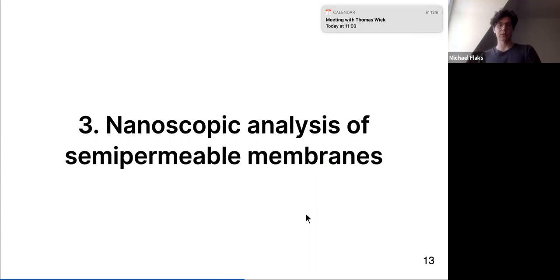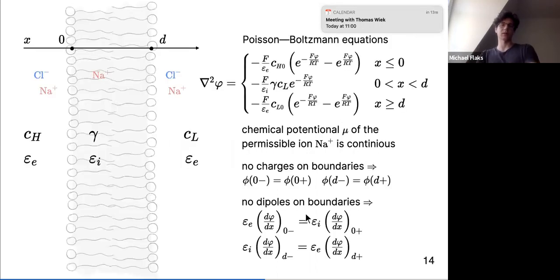To answer this question, we considered the equilibrium state where there is a membrane that separates two solutions. The two solutions are of a binary electrolyte that consists of the anion chlorine minus and sodium plus. This membrane is special in the sense that it allows only the cation to pass through it, in this case sodium. It has a defined thickness D and a dielectric constant epsilon I.